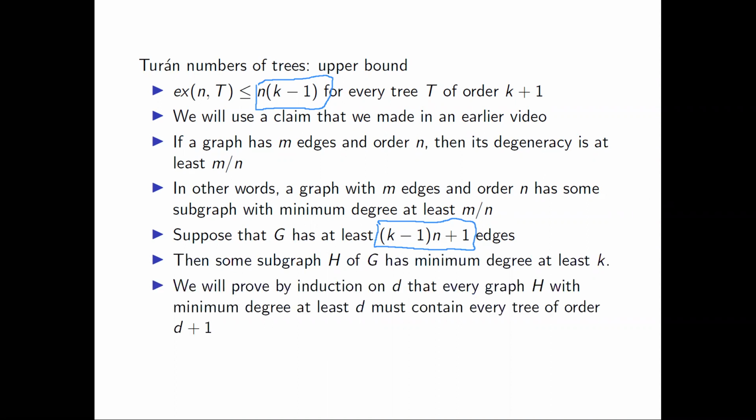So what we're going to do to prove this bound is we're going to use what we just got from the claim, and we're going to combine that with induction. We're going to prove, using induction on D, that every graph H with minimum degree at least D must contain every tree of order D plus 1. And then note that if we have that claim true that we're about to prove by induction, then we can say that this graph G that has some subgraph H of minimum degree at least k must contain all trees T of order k plus 1. So this claim that we're going to prove by induction will give us exactly what we want.